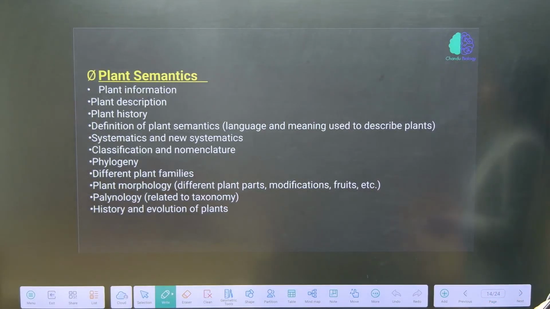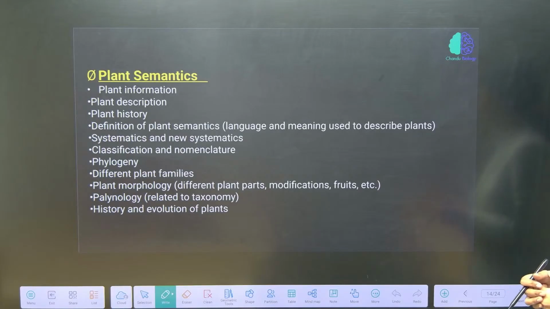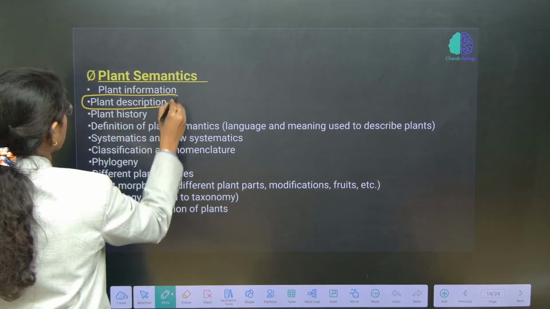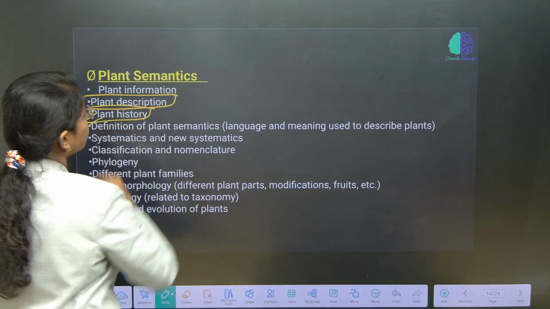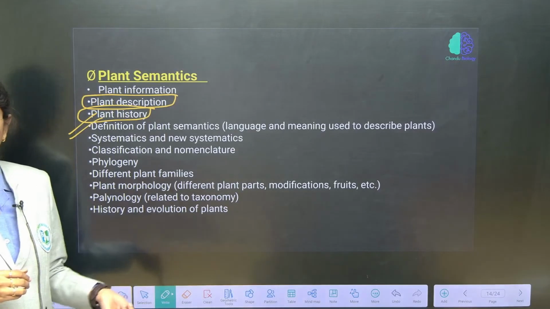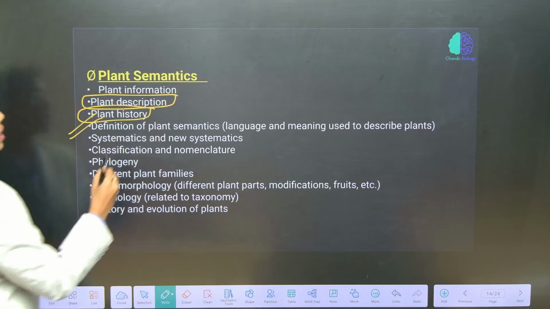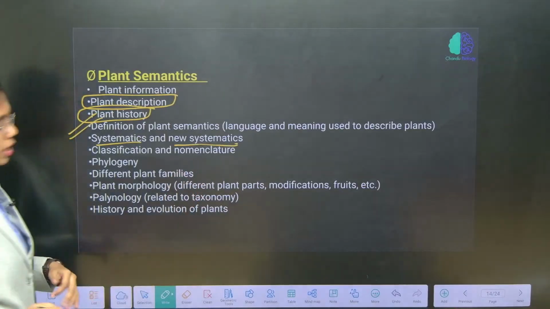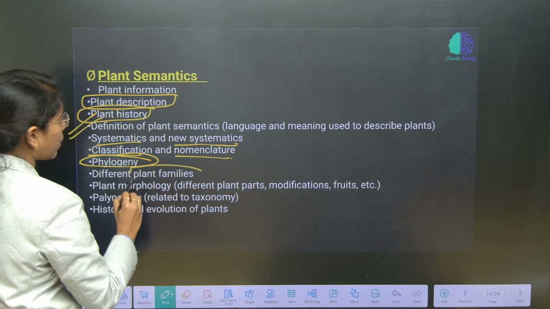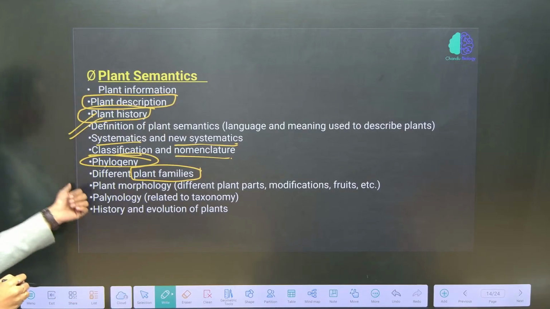Here, plant systematics. This is a very basic concept, but there are a whole lot of details that we have to go through here. First you see plant information, followed by plant description, plant history, definition of plant systematics, like what language is used to describe different plants. Different plants, their local names, most importantly scientific names we have to remember, including the families. Okay, systematics and new systematics, that is modern systematics, classification and nomenclature, phylogeny, different plant families, like dicot families and monocot families, and plant morphology.